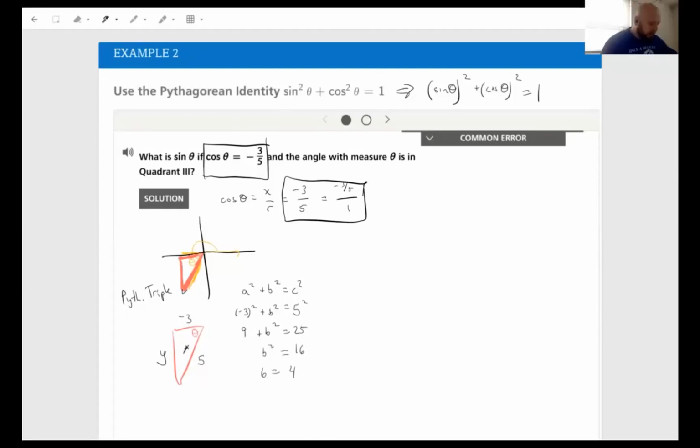And it could be +4, it could be -4. But when you look at the fact that we are in the third quadrant, you should remember that all your x values are negative and all your y values are negative. So that means that y has to be -4. So the sine of theta is always going to be y over r, which for us is -4/5. And that's your answer.